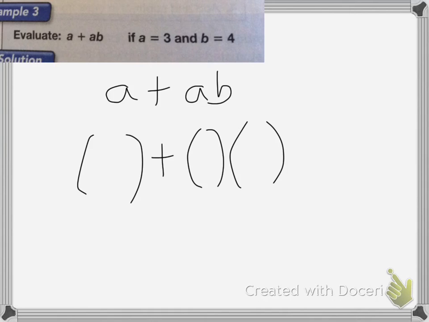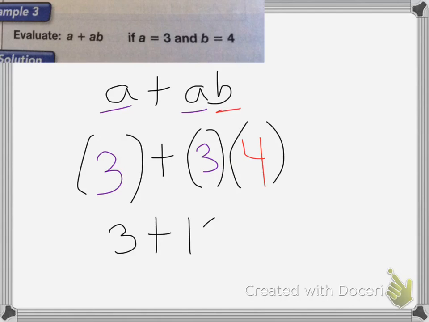Okay. Now I'm going to fill in the 3 for the A and the B with the 4. So every time I have an A, I'm going to put a 3 in. And then my B is going to be a 4. So I end up with 3 plus 3 times 4. Now remember, we do multiplying first, so I'm going to end up with 3 plus 3 times 4 is 12. And then I'm going to add 3 plus 12, which is equal to 15.